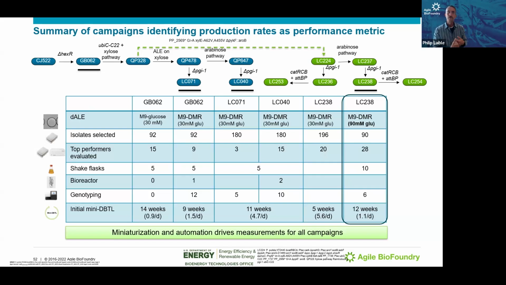But that was for normal levels of sugars. We're now going to evolve it on a complex hydrolysate sugar stream at 90 millimolar glucose equivalent to see if we can get these cells to grow better in that type of environment. This was a 12-week campaign that went through about 6 rounds of evolution. And you can see how our miniaturization and automation drove our evaluation of these strains in the next slide.